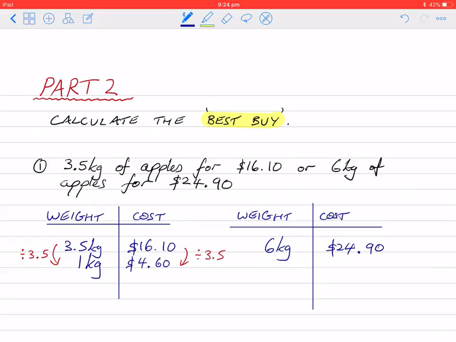Now, if you want, you can write this as a rate. So this is something new as well. So we can say that the cost of these apples is $4.60 per kilogram, which means it costs $4.60 for 1 kilogram. All right, let's look at the other table here. So we're going to change the 6 kilograms into 1 kilogram.